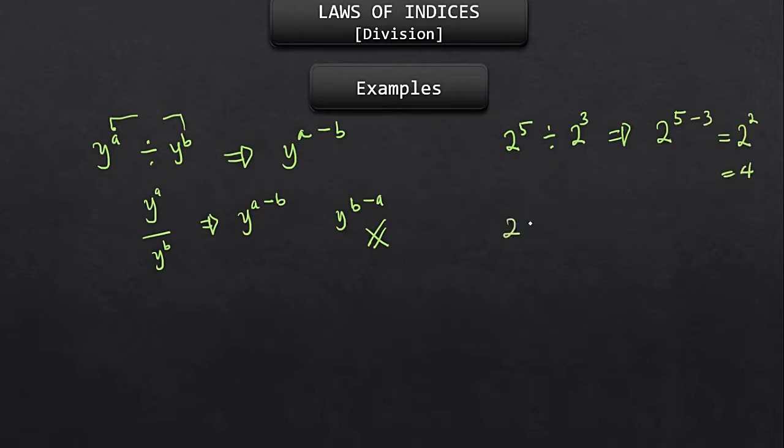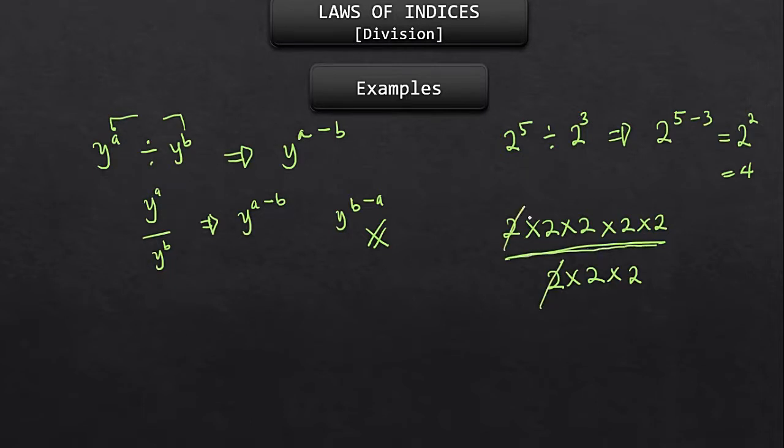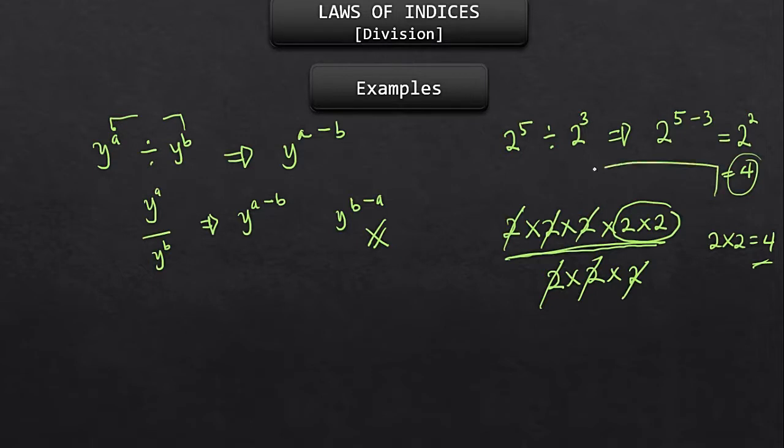Look at this one. 2 raised to power 5 is 2 in 5 places: 2 times 2 times 2 times 2 times 2, divided by 2 times 2 times 2. 2 raised to power 3 is 2 in 3 places, divided by, this is the division sign between them. So we can say 2 cancels 2, 2 cancels 2, and 2 cancels 2. What we are left with is 2 times 2. So 2 times 2 is equal to 4. So that's why we have this one. But instead of using this long method, we just used the law of indices to get our answer as 4. You can see how simple this is.